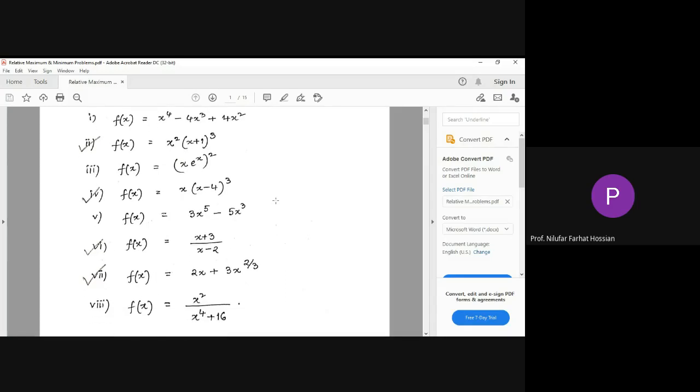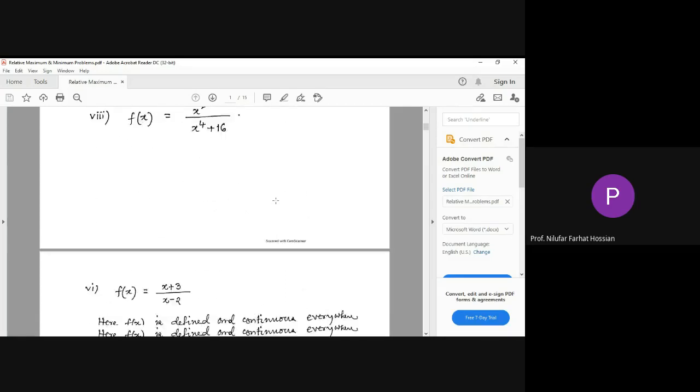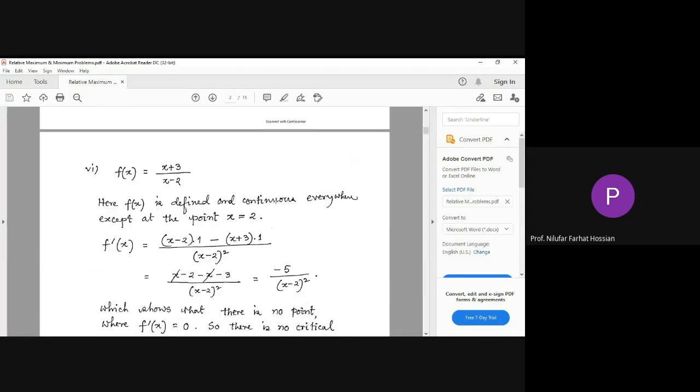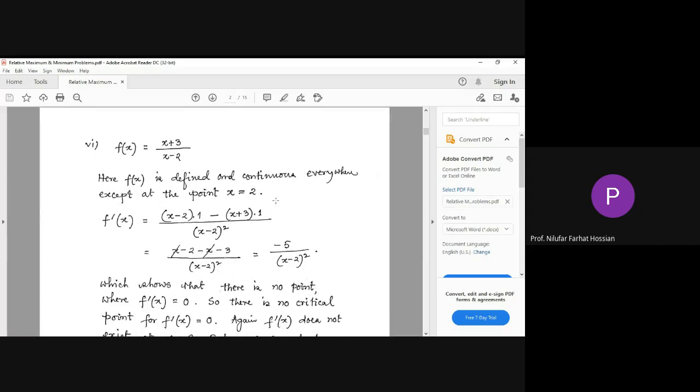And the remaining will be for you to solve. So this is our first function, f(x) equal to (x plus 3) divided by (x minus 2).